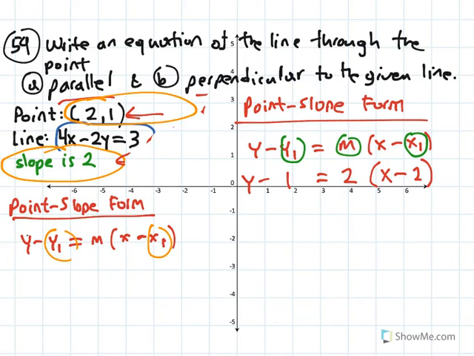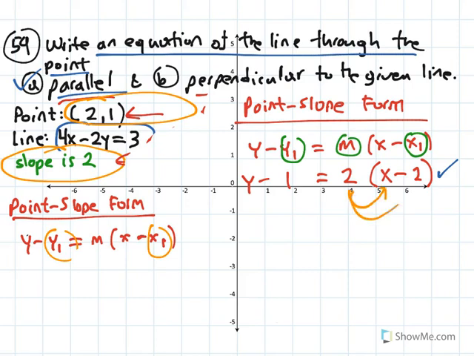So we're actually done with the problem because all it is stating is write an equation of the line through the given point parallel to the given line. We're done with part A. You do have the option to leave the equation in point-slope form, or if you want to, you can rewrite the equation in slope-intercept form by doing some algebra here.